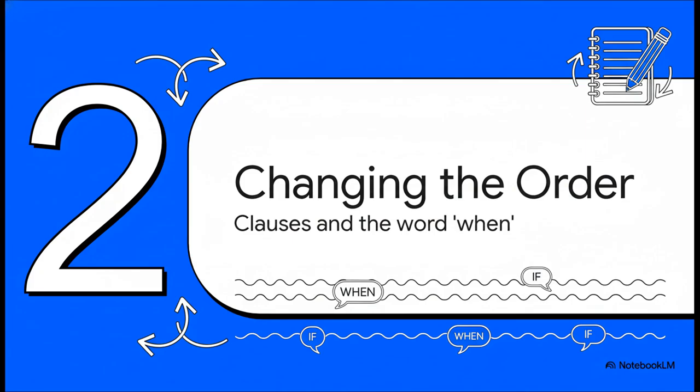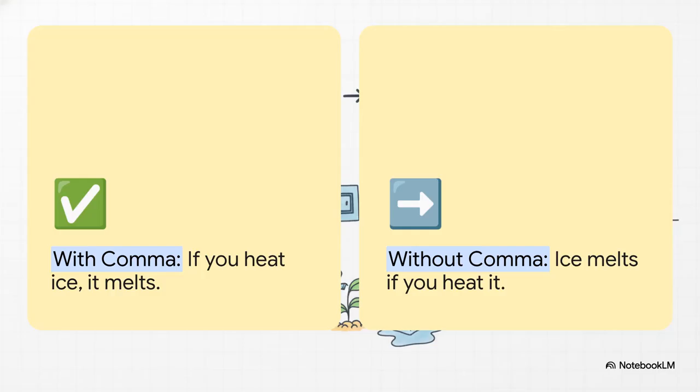Okay, so now that we've got the basics, let's see how we can switch things up a little bit, add some flexibility without actually changing the meaning at all. So check this out. You can actually start with the if part, or you can start with the result. The meaning stays exactly the same. The only little thing you need to remember is the comma. If you lead with if, you need a comma to separate the two parts. But if you put the if in the middle of the sentence, you can just get rid of the comma.